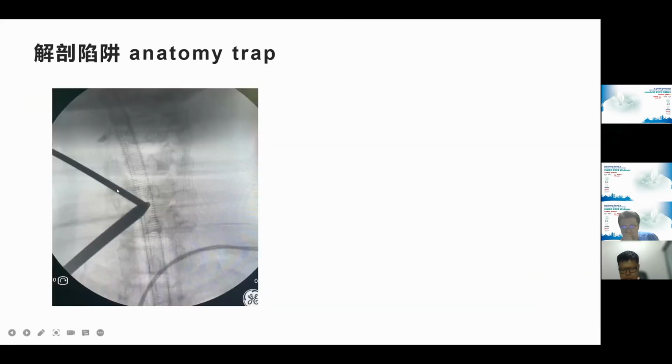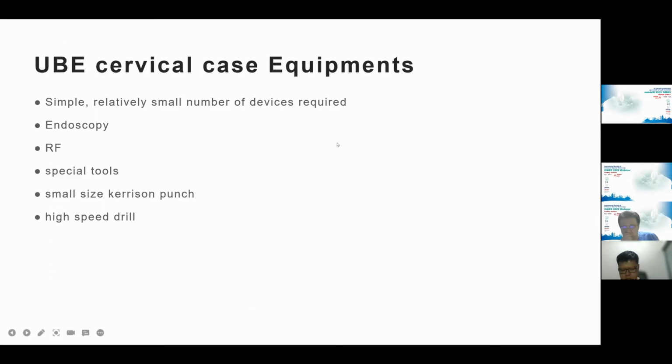So we build the work portal. We insert the first rod to the midline. If we insert the rod too deep, sometimes we will damage the spinal cord because of the anatomy trap.